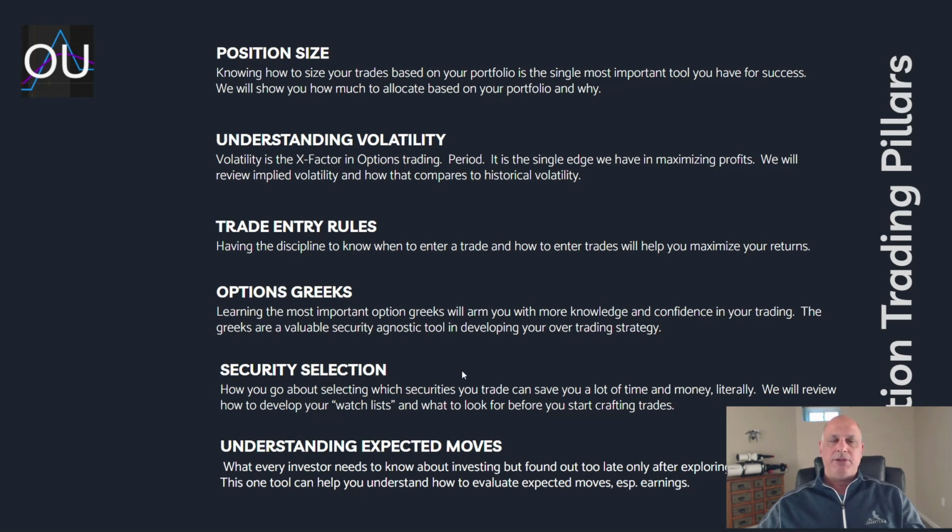And then, different types of security selections. How do you go about choosing securities, even with position size, or different strategies like selling premium for income versus buying premium? There's a different type of security selection that you use. Do you look at ETFs? Do you look at stocks? Do you look at low price stocks?